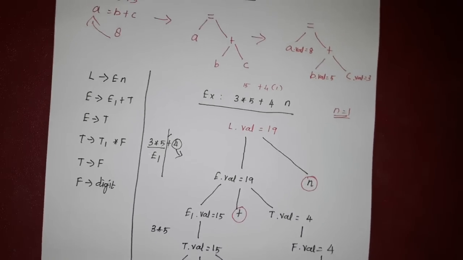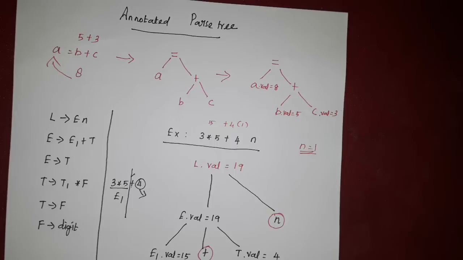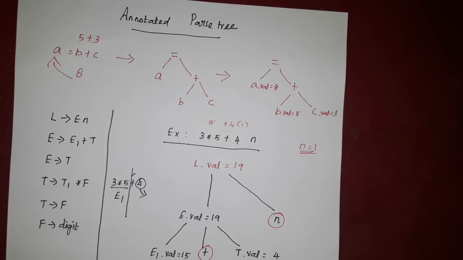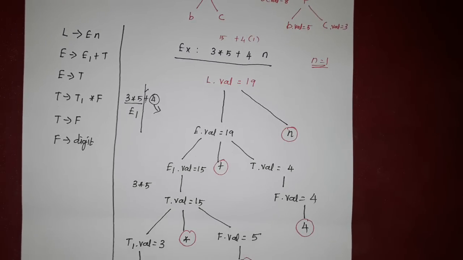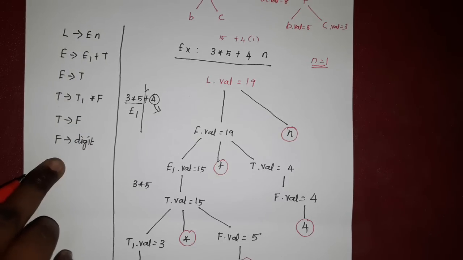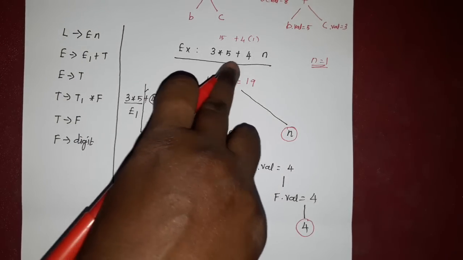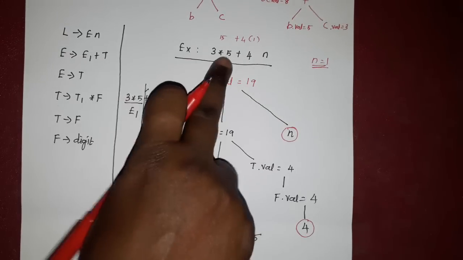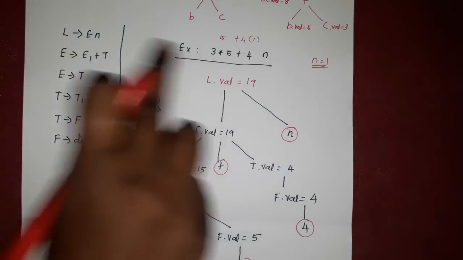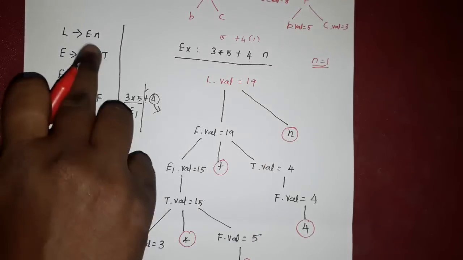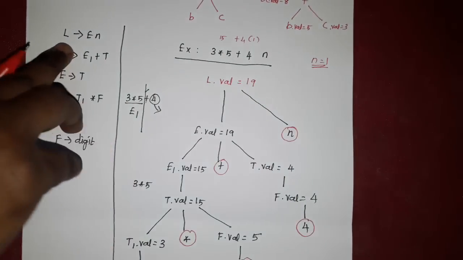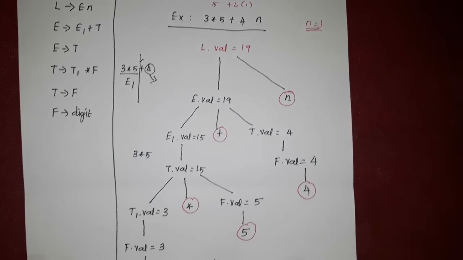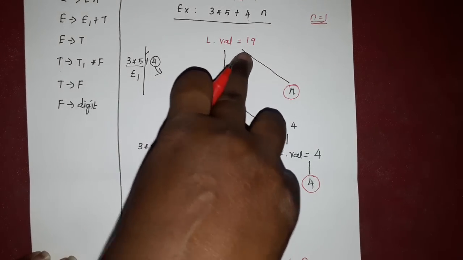Once again to repeat, a parse tree is nothing but the graphical representation of the source program. For an annotated parse tree, we have to specify the value of the attribute of each node in the syntax tree. I am taking one example. This is the production of the grammar, and this is the expression 3 star 5 plus 4n. We have to compare this expression with the grammar production. This is the E. 3 star 5 plus 4 is capital E, and n is the normal numerical number. It can be evaluated and stored in the root node L. So we will write L dot value is equal to 19.